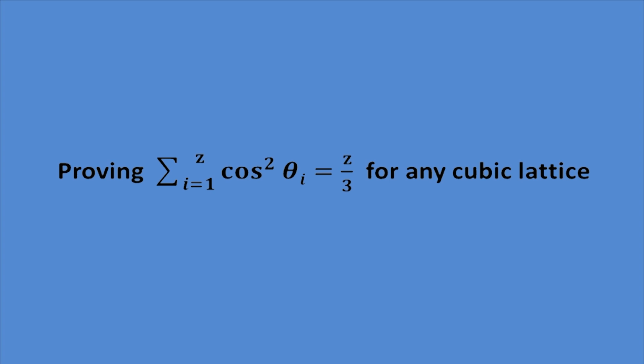Welcome to the open course on diffusion in multi-component solids. This is the 14th lecture, and in this lecture we will try to prove summation cos square theta I, where I goes from 1 to z, is equal to z by 3. This is true for any cubic lattice. This will help in visualizing how the nearest neighbor atomic jumps occur in various directions in a cubic lattice, which may be simple cubic, BCC or FCC.